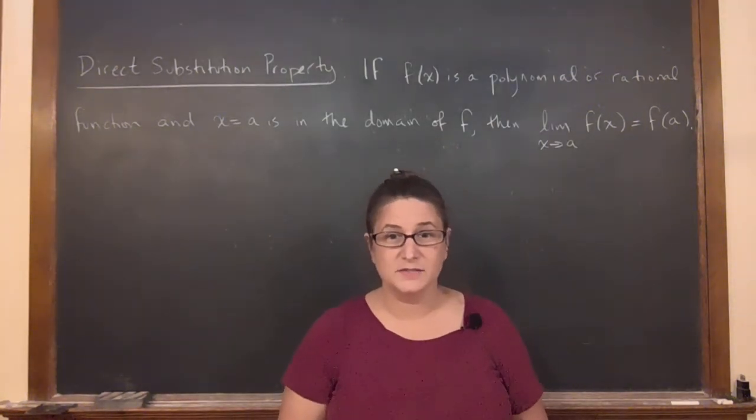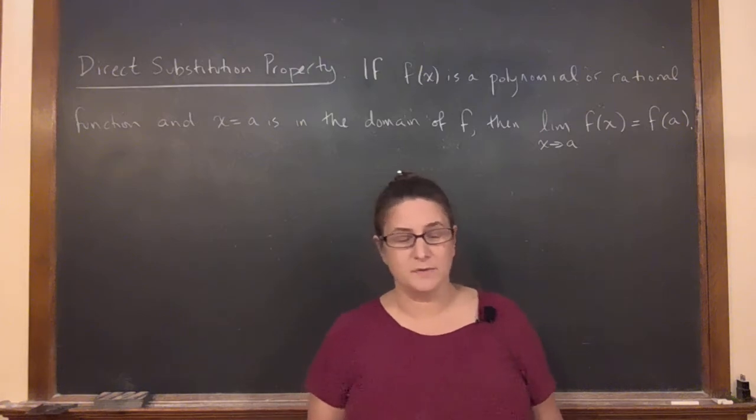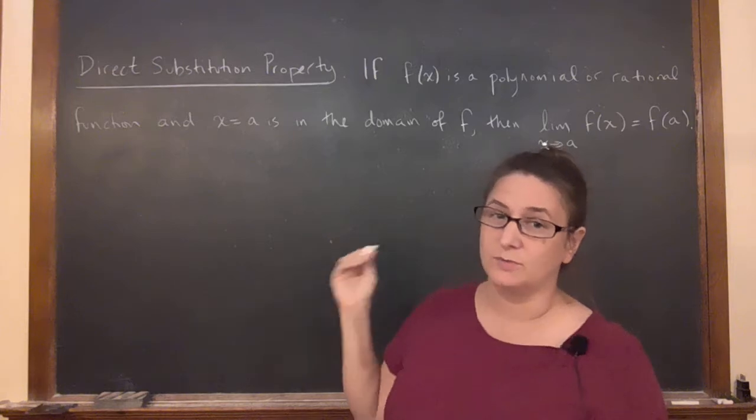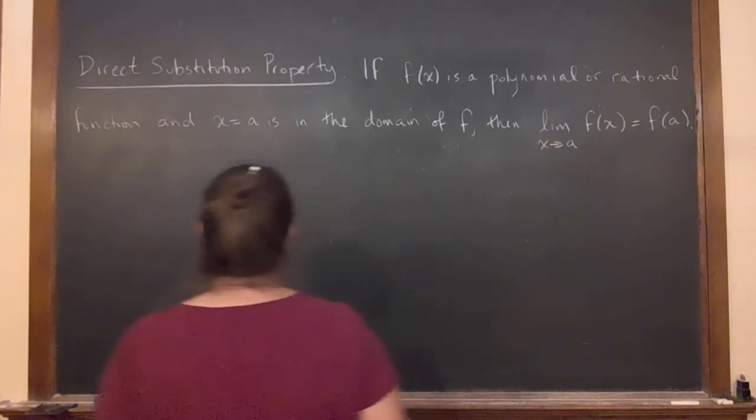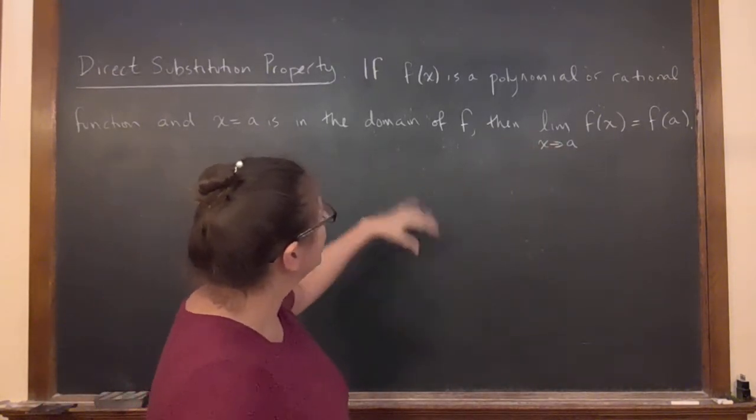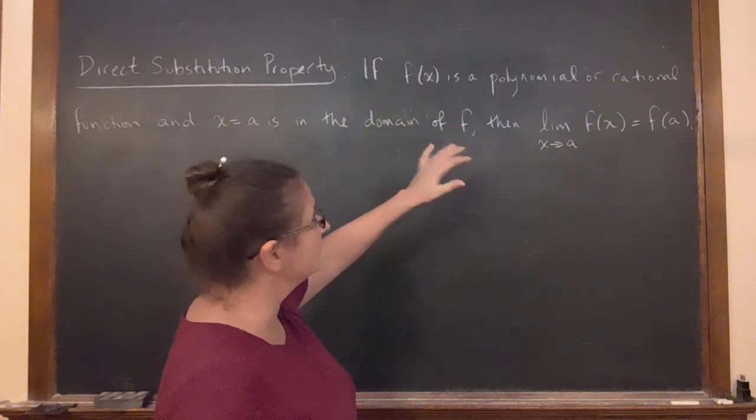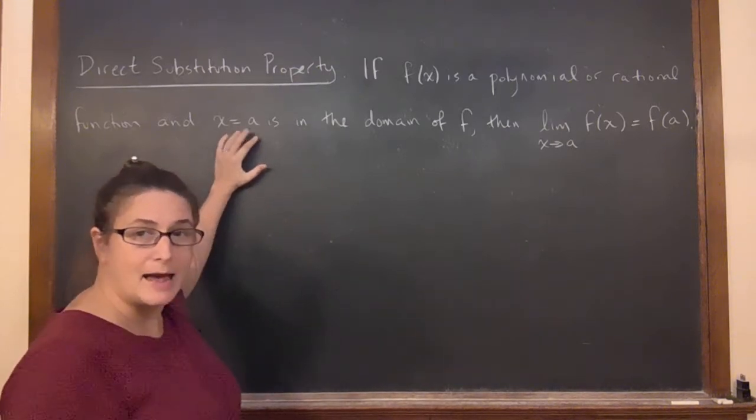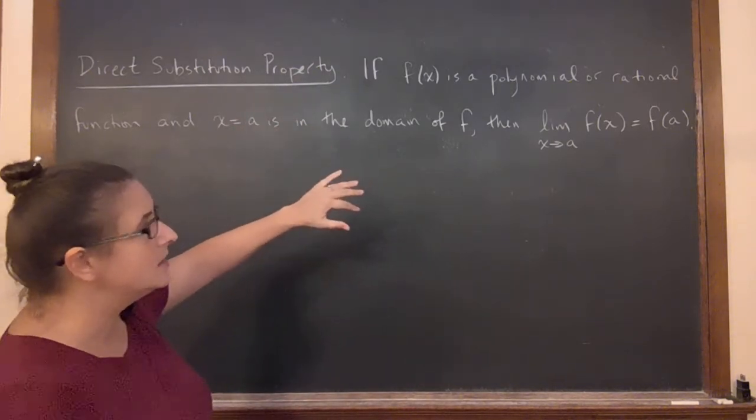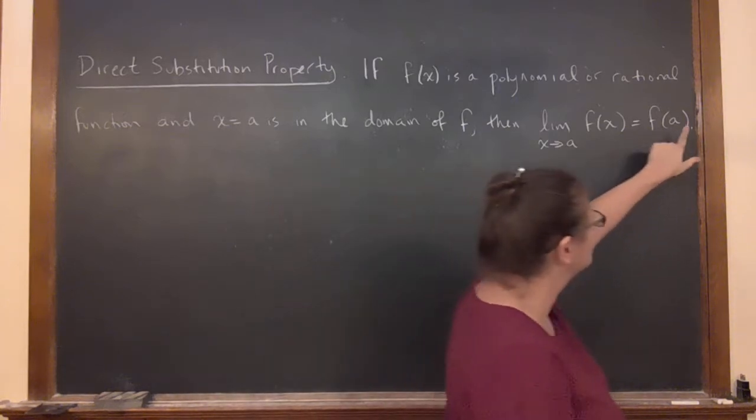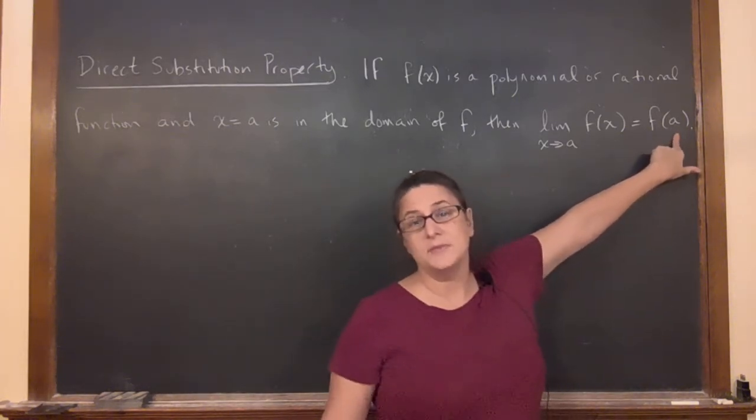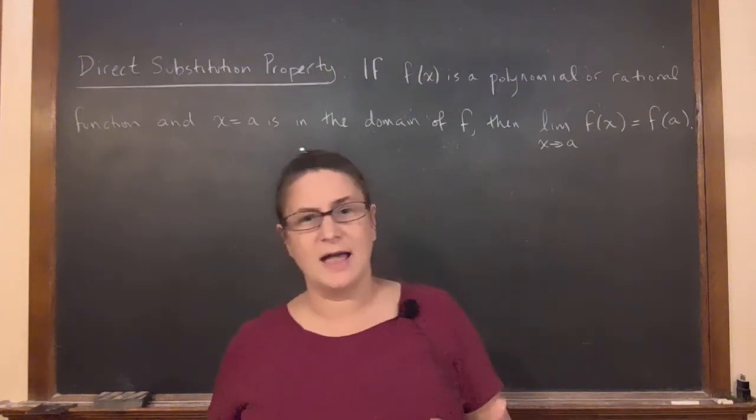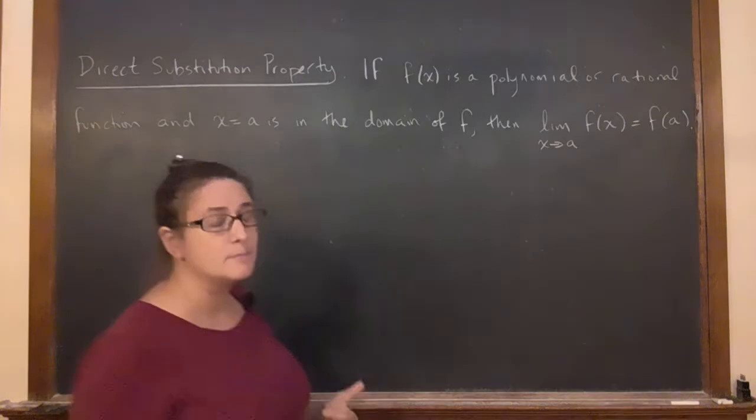Remember at the end of the last video I said just shove in the number. So the real name for that is the direct substitution property. And what it says here is if I have a function that's a polynomial or a rational function, and I'm talking about a limit at a point that's in the domain, then I can just shove in the number, okay? The important point here is this little bit where it says A is in the domain.